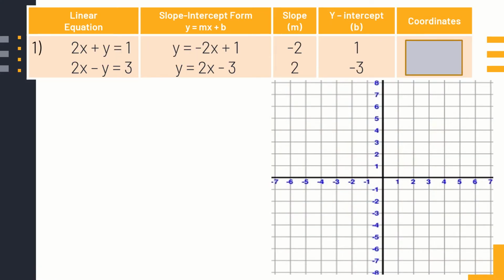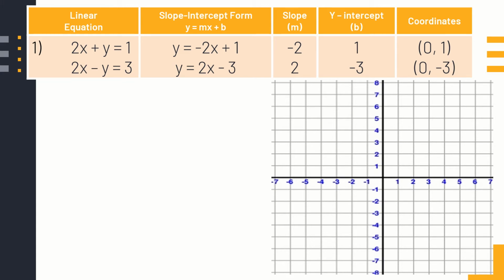This time, we are asked to graph the given system of linear equations in the Cartesian plane. So we have 2x plus y equals 1 and 2x minus y equals positive 3. First thing to do is to rewrite them into slope-intercept form. Find the value of their slope. Find the value of their y-intercept. Then using their y-intercept, determine the coordinates of the said equation. So if we have positive 1, it will become (0, 1). And if we have negative 3, it will become (0, negative 3).